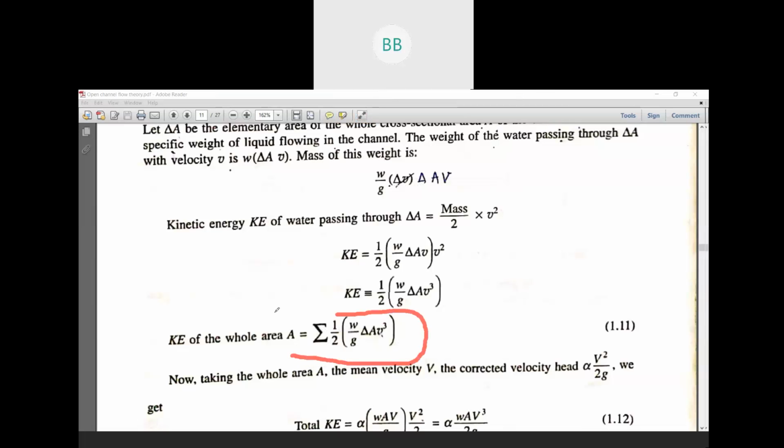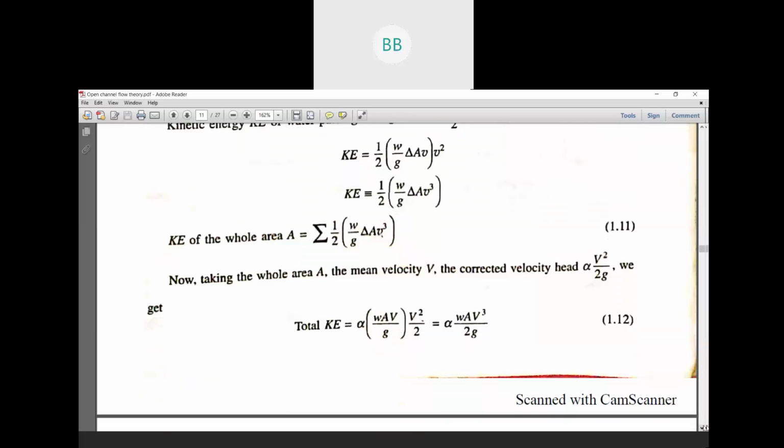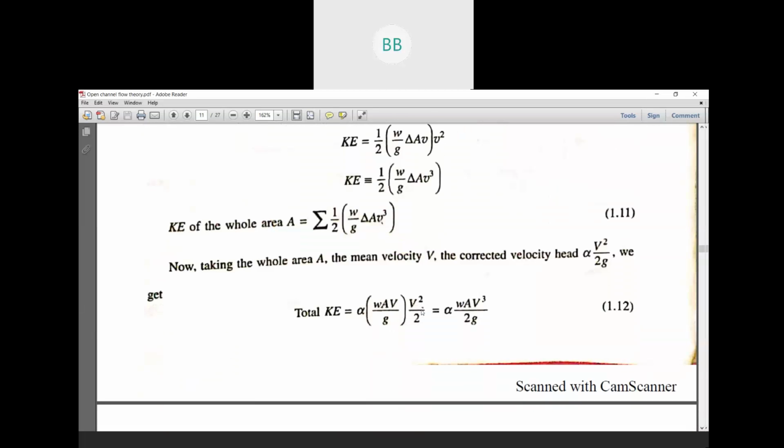That's why it's summation. So in place of summation, we can give some limit, i equal to 1 to n. Okay. So what will be the number of n? It depends on you how you divide the whole cross section. It may be 5, 6, 7, 8. It depends on you. So our intention is to find out the expression for alpha.